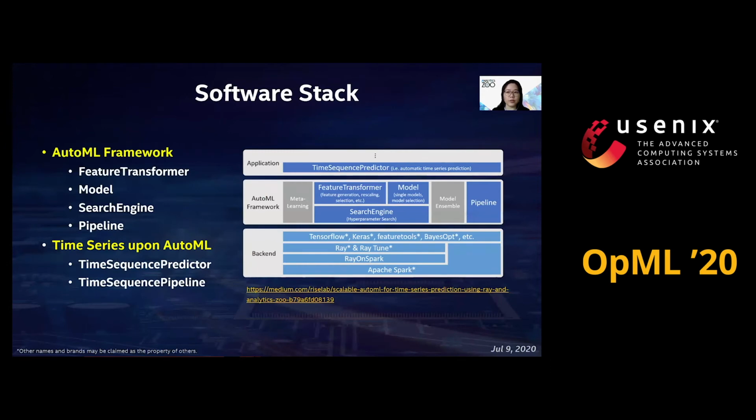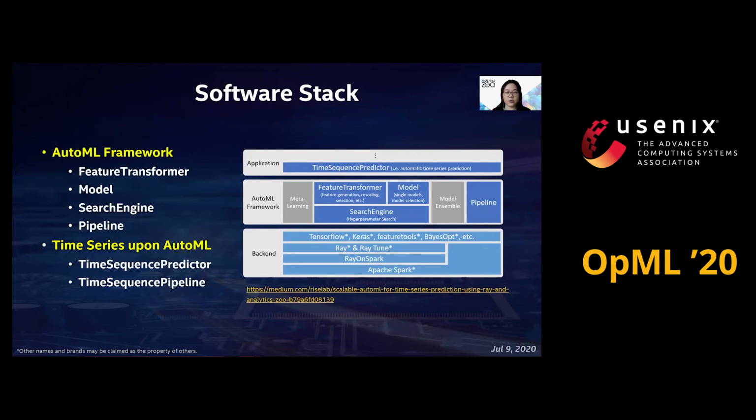Here's an overview of the software stack. In the AutoML framework, you can see that there are four major components in blue. Feature transformer and model are abstractions of the machine learning stages. They can be considered as black boxes, which take in a hyperparameter configuration to construct the internal pipeline and control the execution process. Specifically, feature transformers can do feature generation, rescaling, and feature selection.